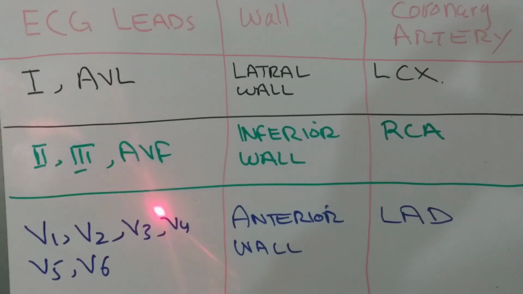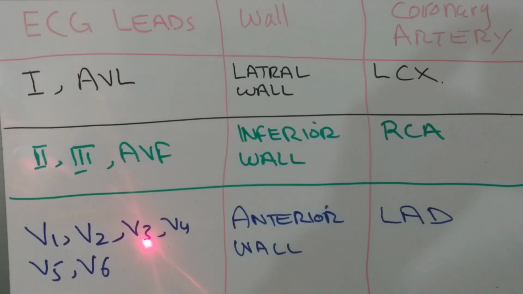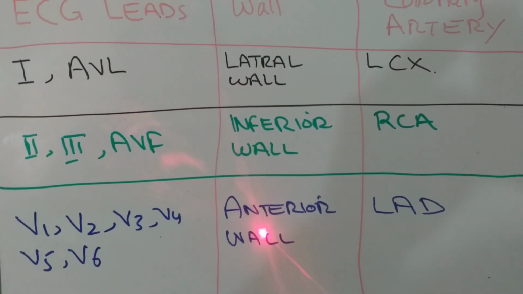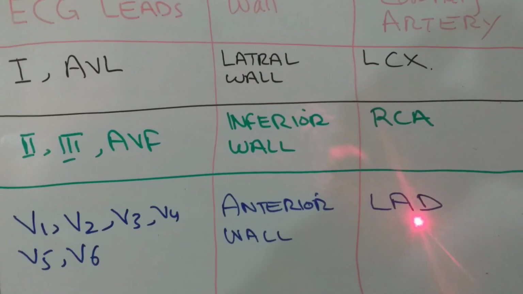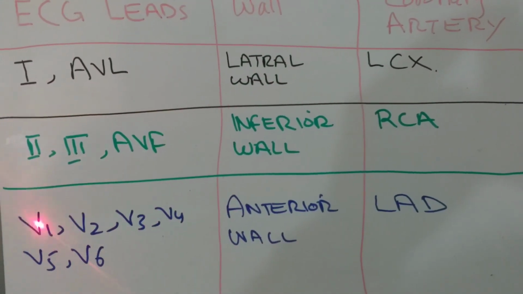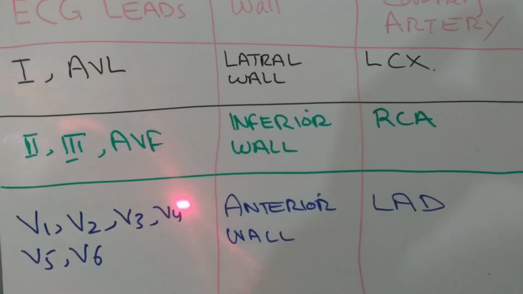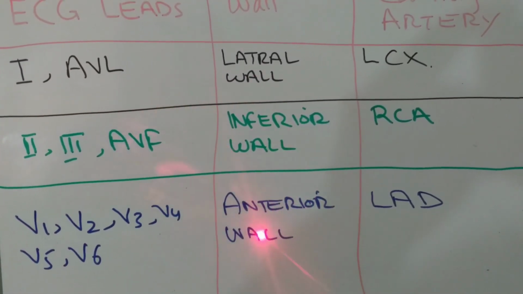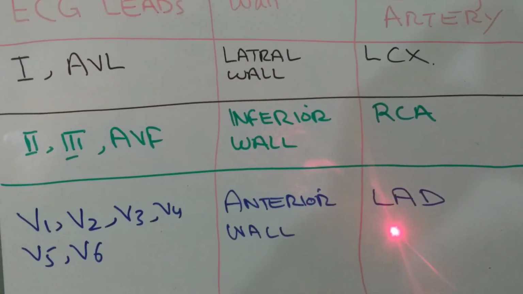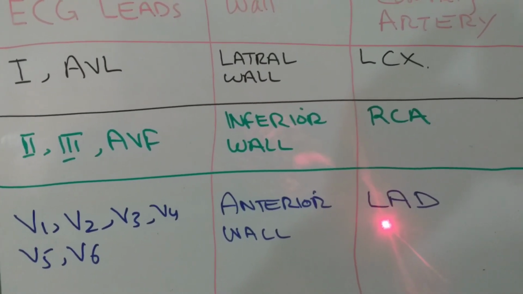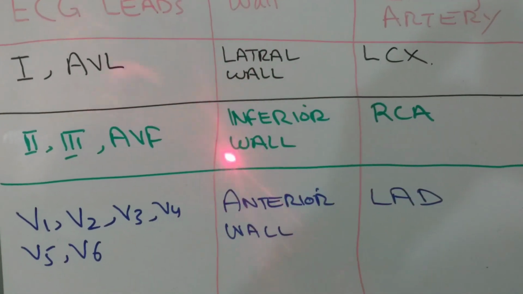Leads V1, V2, V3, V4, V5 and V6 represent the anterior wall, and that anterior wall is supplied by the left anterior descending artery. So if we see a problem in leads V1 to V6, or at least in two of them, then the ischemia would be in the anterior wall, and the culprit artery can be the left anterior descending, which is actually confirmed through angiography.